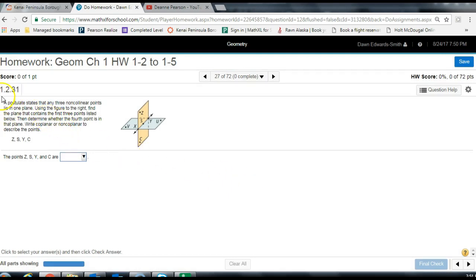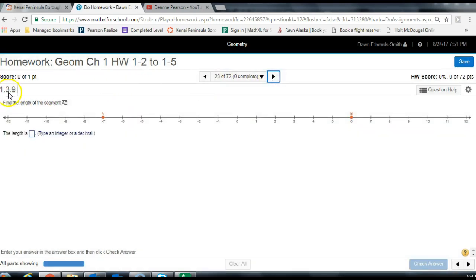Problem 27 says 1.2.31. If we click on the next one, it says 1.3. That's too far, and you want to stop. So always be looking at your numbers here on the left-hand side, and it will help you if you forgot what number you're supposed to stop at. Now you may do your homework 1.2.